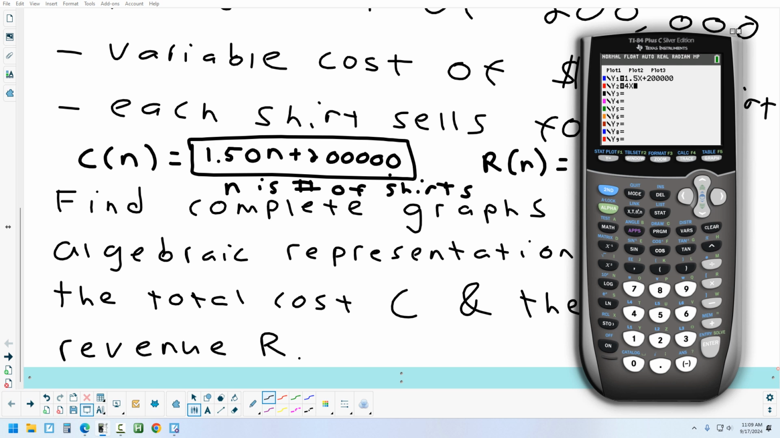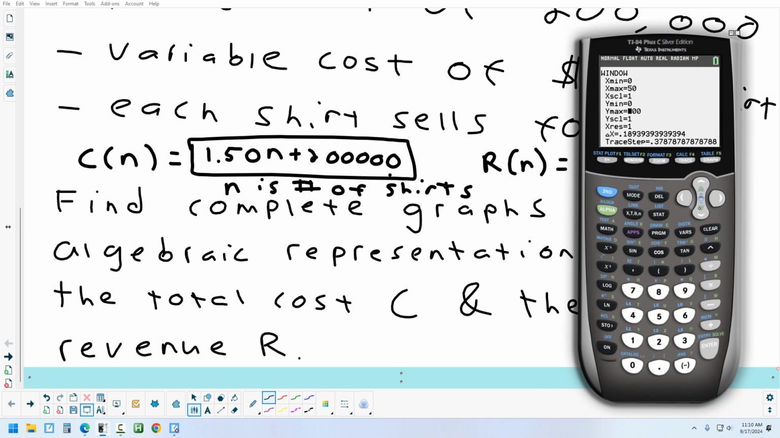What's my y-intercept on the y1 equation? Yep. 0, 200,000. It's at 200,000, yeah, 0, 200,000. So we should probably set the y max even higher. I would probably do, let's try like 500,000. Give us a lot extra.